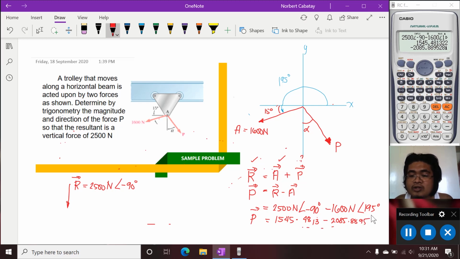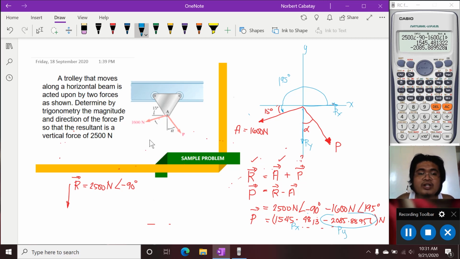What you got here, in terms of newtons, is actually P sub x, the component of P in x, which is positive. Then this is P sub y, which is negative, and it is correct that it points downward. So our values conform. So here is our P sub y.